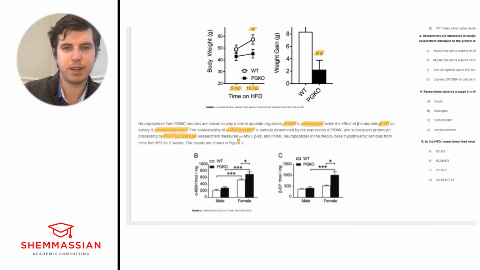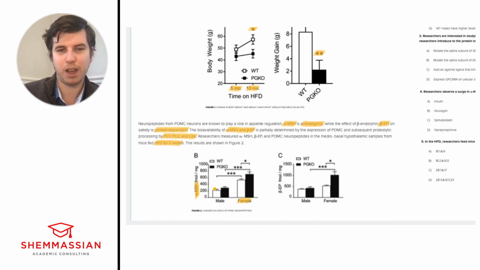Researchers measured alpha MSH, beta EP, and POMC neuropeptides in the mediobasal hypothalamic samples from mice fed high-fat diet for 2 weeks, right? So they just measured all of this stuff on the high-fat diet for 2 weeks, and then here's our results. So we got alpha MSH per milligram. So in the knockouts, we see that they're different from each other, male versus female. Okay, so now we're looking at a completely different thing here. Interesting to note, there's no difference in the males between the wild type and the knockout for alpha MSH. But there is a difference in the females between wild type and knockout.